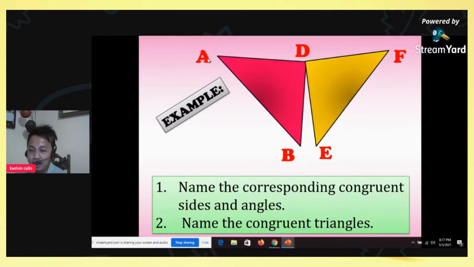How about the angles? Angle A corresponds to angle F and they are congruent. Angle B corresponds to angle E and they are congruent. Angle ADB corresponds to angle FDE and they are congruent. So if you name the first triangle as triangle ADB, then the second triangle would be triangle FDE.